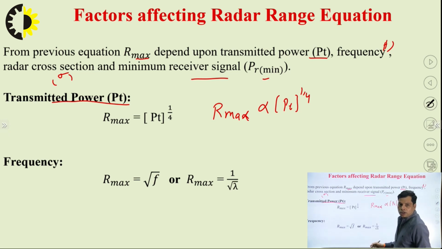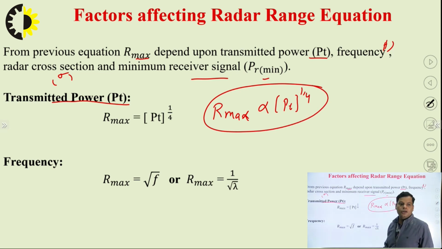So that means what? If we want to double the range R, how is it possible? For that, the power should be 16 times. That means the transmitted power will be high. Only then can this radar range be doubled, means high power we have to use. So this is the dependency of R max on the transmitted power.